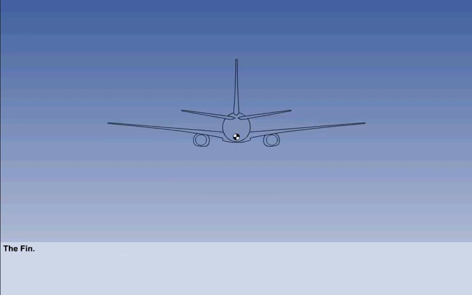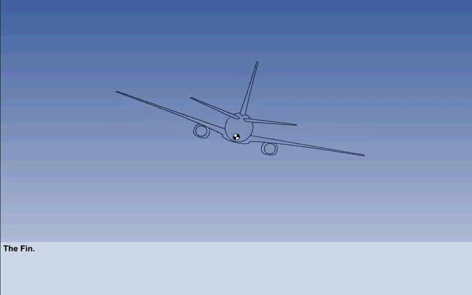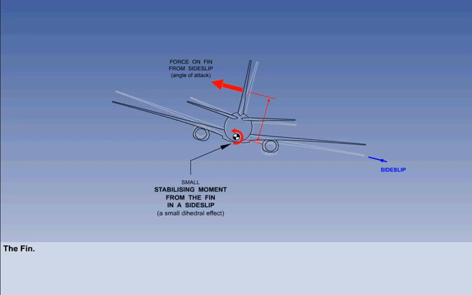The fin has already been identified as the aerofoil that provides directional stability. But in the side slip, the aerodynamic force on the fin acts above the CG, which generates a small stabilizing moment. The fin, therefore, is also a dihedral effect, but a small one.